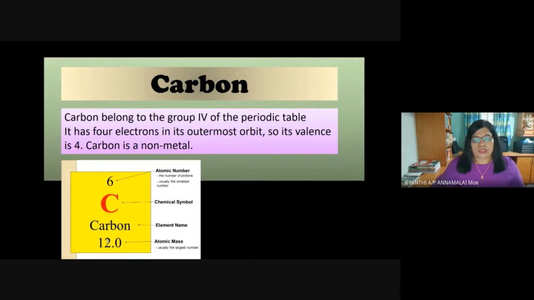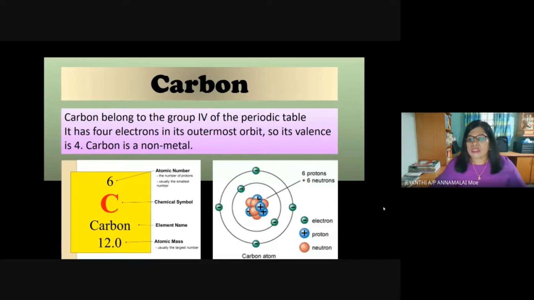So let's have a look at the atom structure. Now look at this. Since the atomic number is 6, that means the proton number is 6. You can only see 4 here, but actually it's 6, the others are at the back. And then the neutron, because this is the nucleus, is also 6. And then look at the arrangement of electrons.